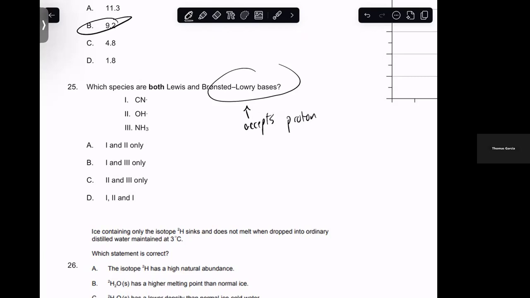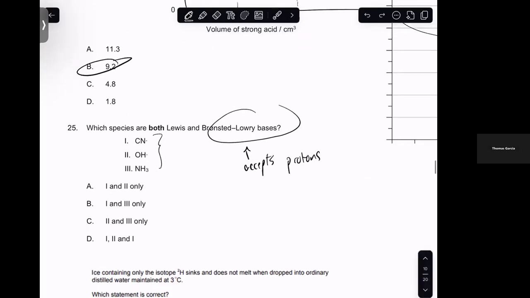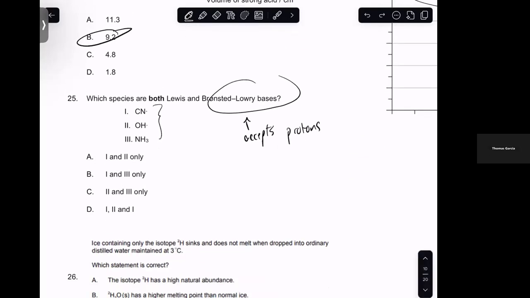Protons. So they all accept protons. We know ammonia does to become ammonium, hydroxide does to become water, and cyanide becomes hydrogen cyanide. For that, these ones are just easy. They have the electrons on them anyways. We know that 1, 2, and 3 all accept protons. Oh, 1, 2, and 3.